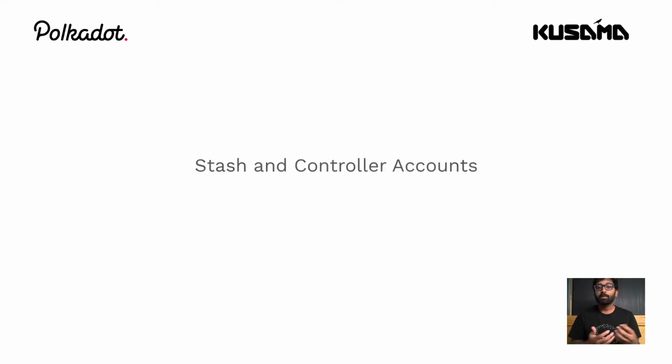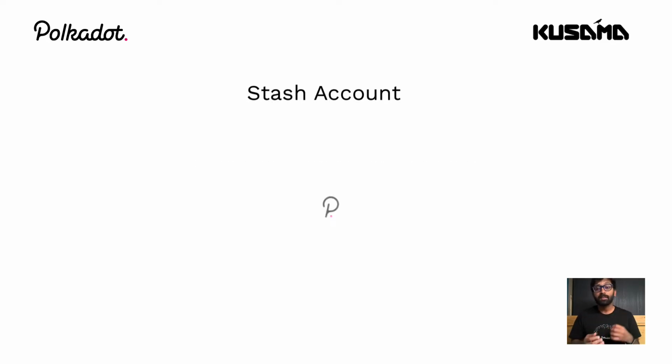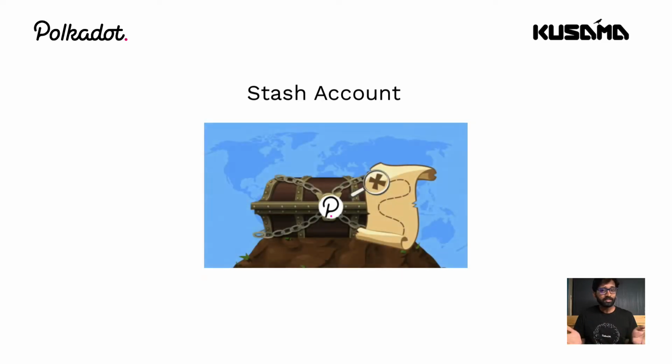If you tried staking your DOTs or Kusama tokens on Polkadot.js, you would have come across these terms, stash and controller accounts. Stash account, like the name suggests, is the equivalent of a treasure chest placed in a secret location. This is the account where most of your funds exist.